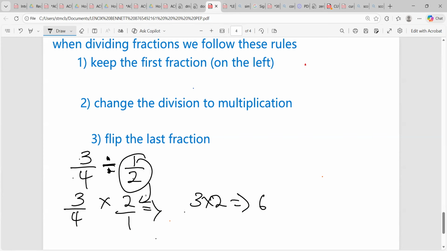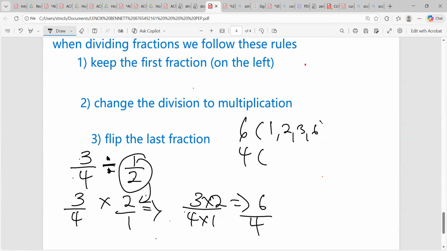Then you're going to say 4 times 1 equals 4. Then you're going to write the factors of 6 and 4. The factors of 6 are 1, 2, 3, 6, and for 4 they are 1, 2, 4. Then you're going to say the common one is 2.